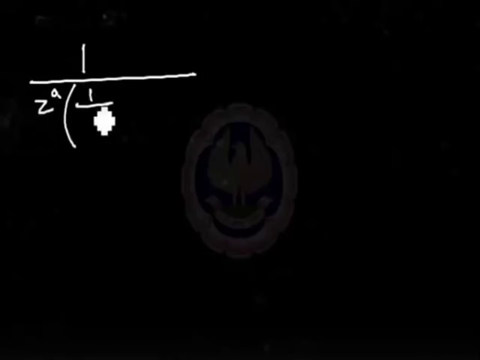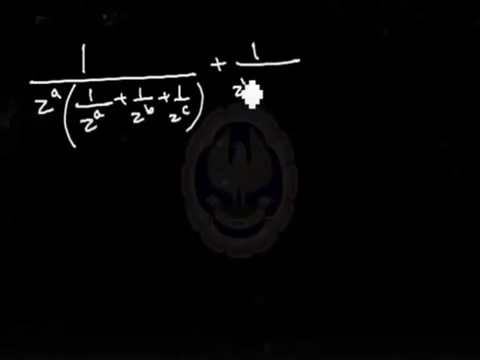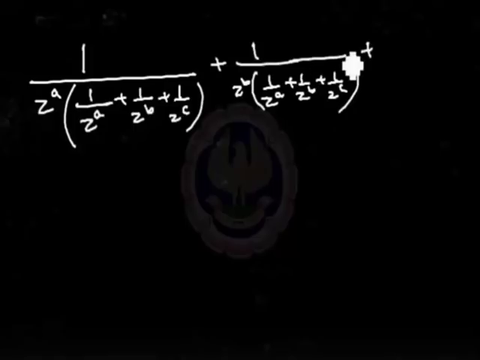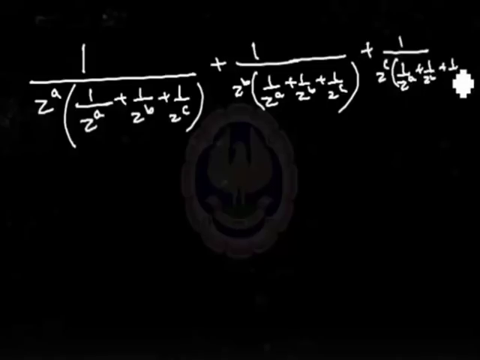This is 1 by z to the power a into 1 by z to the power a plus 1 by z to the power b plus 1 by z to the power c, plus 1 by z to the power b into 1 by z to the power a plus 1 by z to the power b plus 1 by z to the power c, plus 1 by z to the power c into 1 by z to the power a plus 1 by z to the power b plus 1 by z to the power c.